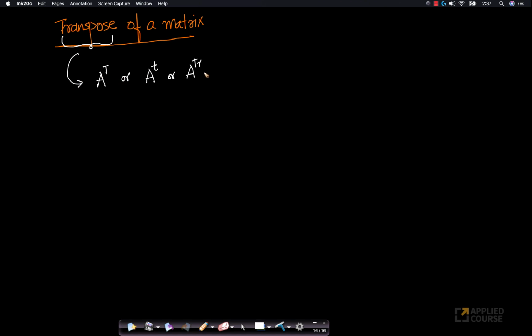First, let's learn the notation here. In some books you also see A dash written to represent the transpose of a matrix. And the concept of transpose of a matrix is a very simple concept. Let's take a simple example. Imagine I have a matrix like this. Let's say this matrix is A.